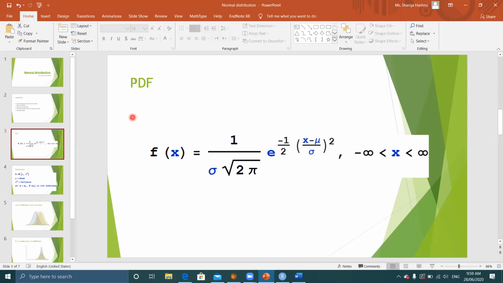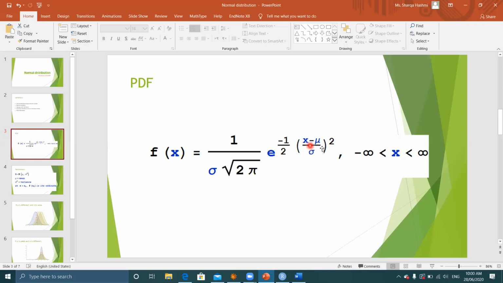This is our probability density function of the normal distribution. F of x is used to denote any density function. Generally, it is used for all types of distributions. So f of x is equal to 1 over sigma under root 2 pi e raised to the power minus 1 by 2 x minus mu whole over sigma whole square. So this is the density function of the normal distribution, which involves variable x here.